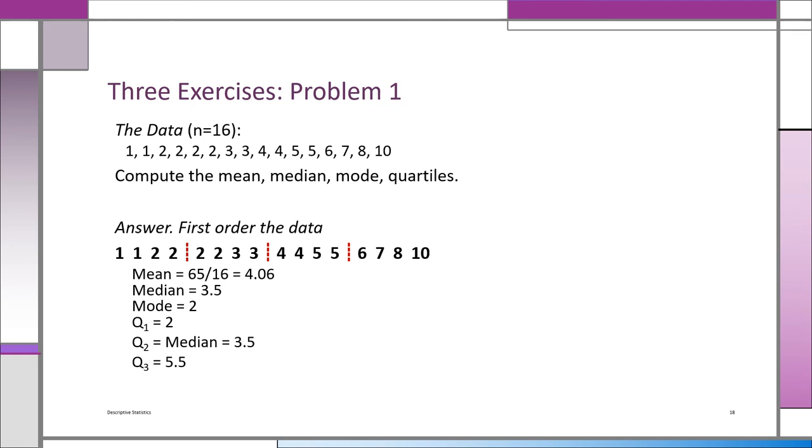Q1, we're using an approximation, a shortcut. Look at the 8 values below the median and take the median of that. Notice the little red lines? Q1 is approximately 2. Do the same for the values above the median. There are 8 of them, starting with 4, ending with 10. You're averaging 5 and 6, 5.5. That's the approximate Q3, 5.5.